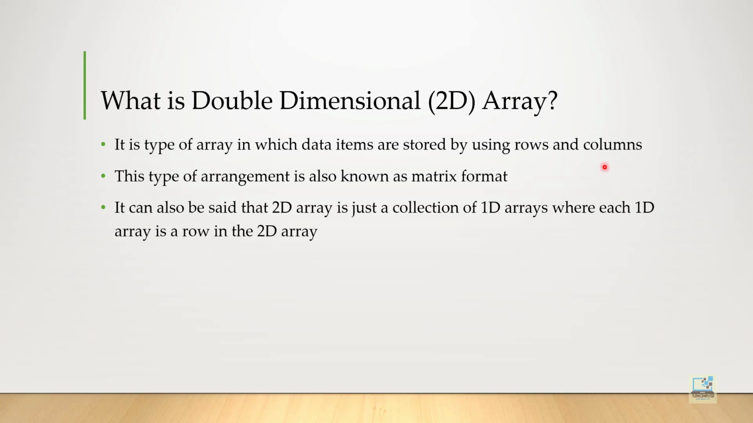As you know, we have one more type of array, which is known as a 1D array or single dimensional array. In a 1D array we have only one row, so all the elements are stored in a single row only. Whereas in a double dimensional array, in a 2D array, we have more than one row. This type of arrangement is also known as matrix format. It can also be said that a 2D array is just a collection of 1D arrays where each 1D array is a row in the 2D array.